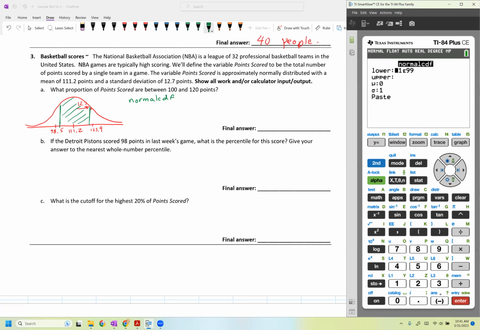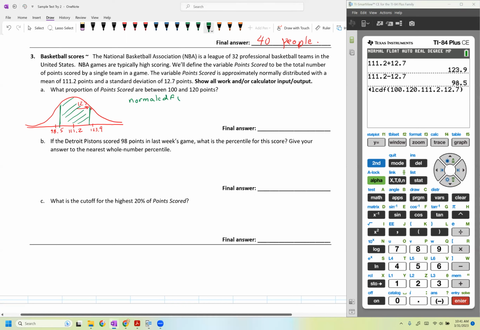Our lower bound is that 100. Our upper bound is the 120. Our mean was given to us as 111.2, and our standard deviation was given as 12.7. And we hit enter. So I'm going to put all that in there: 100, 120, 111.2, and 12.7. I'm going to document all this. This is my lower. This is my upper. This is my mean. And this is my standard deviation.